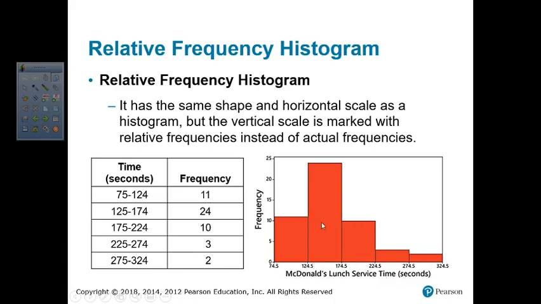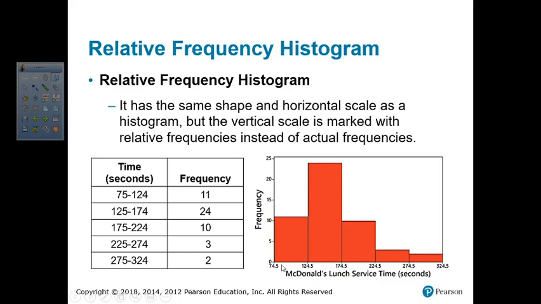Also, the bars must be touching. So where they touch must be the class boundaries. The first boundary would be 74.5. That would be the lower boundary of the first class. The boundary between the first and second class is 124.5, and the bars must be touching. The bars of the histogram must be touching. All right, and then you should label your chart: McDonald's lunch service times in seconds. The x-axis is seconds. The y-axis is the frequency.